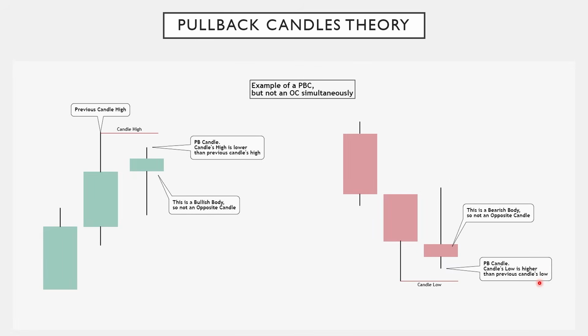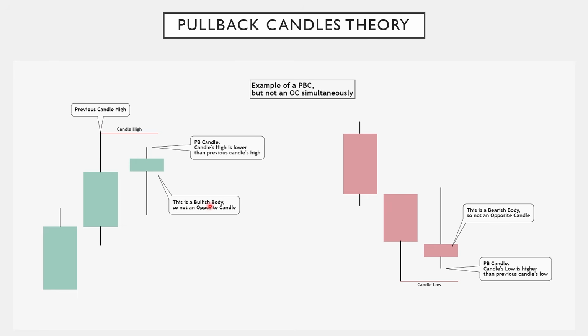Okay, bullish situation, bullish candle, and then we have a pullback candle here. Now, why is this candle a pullback candle? Well, because it didn't cross the previous candle's high, and this pullback candle's high is actually lower than the previous candle's high. That makes it a pullback candle.